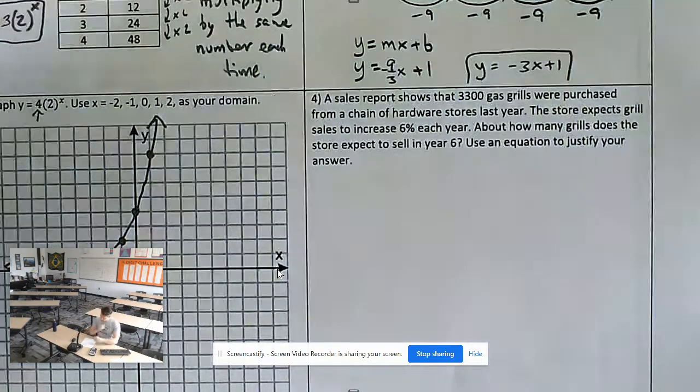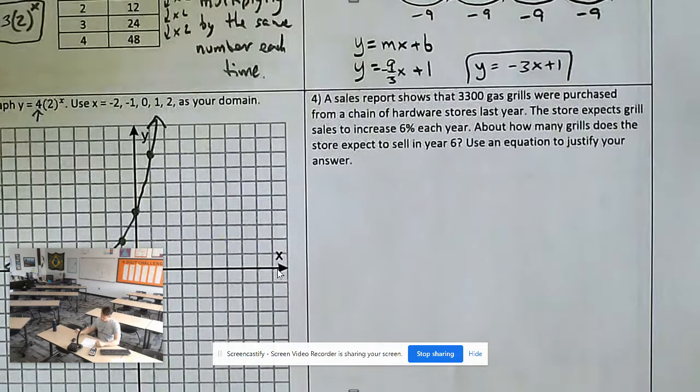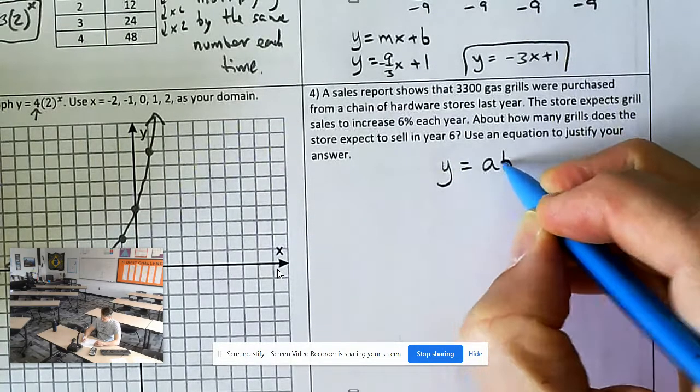So let's see. We start with 3,300 gas grills. The store expects grill sales to increase by 6% each year. About how many grills does a store expect to sell in 6 years? Okay. So we have our exponential growth equation.